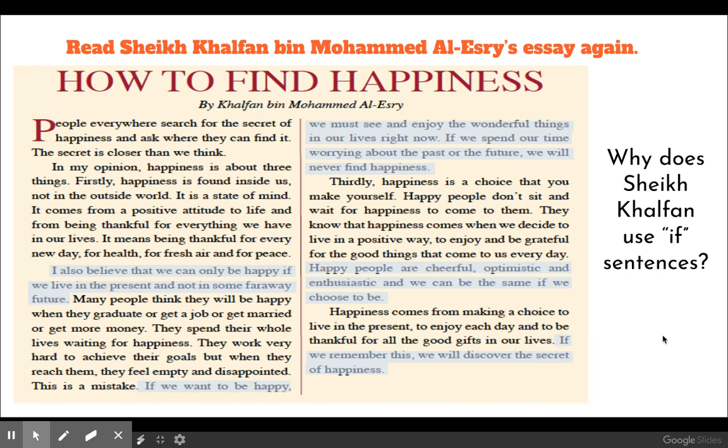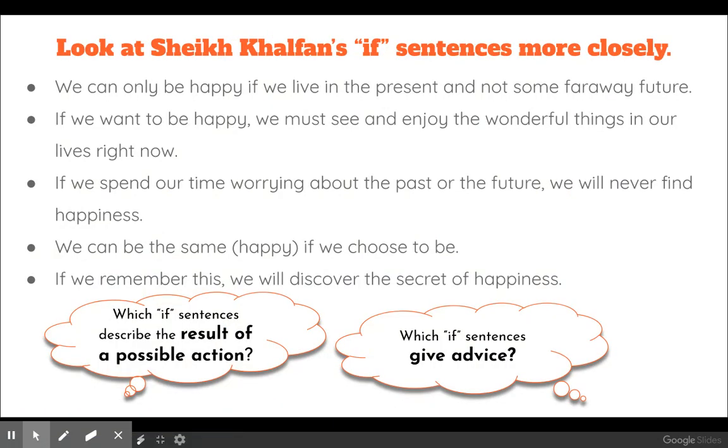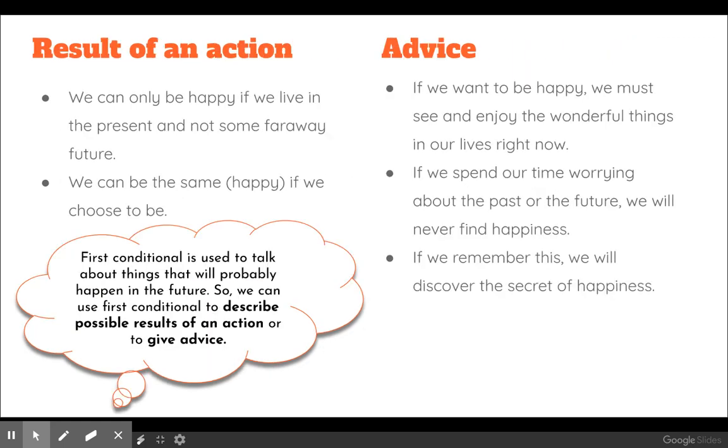Well, let's look a little bit closer, all right? If we look at Sheikh Hafan's sentences more closely, we can see that he uses some of the sentences to describe the result of a possible action and some of his sentences to give advice. So look at these sentences and see, can you decide which ones describe the result of a possible action, and in which of these sentences does he use that if clause to give advice? All right, you think you got it? Let's do it. Here we go.